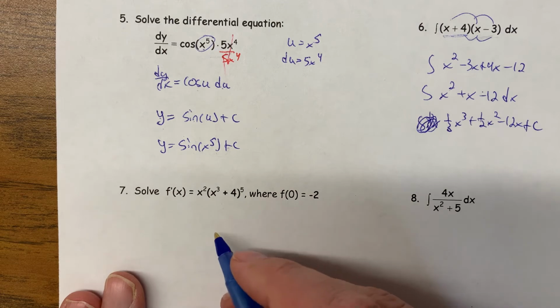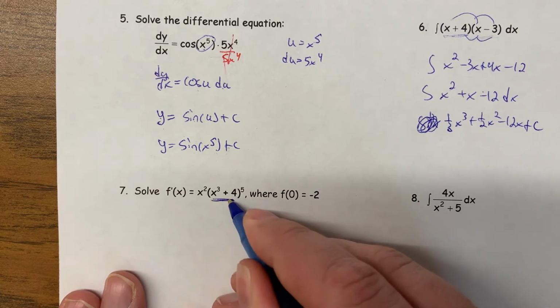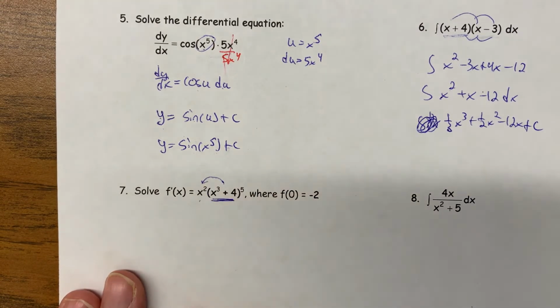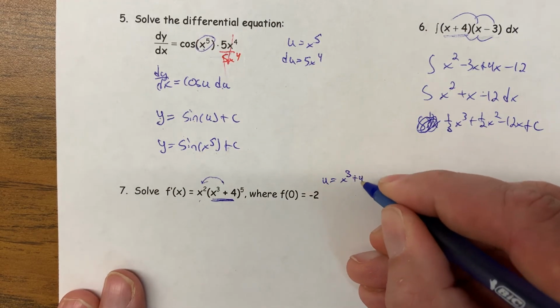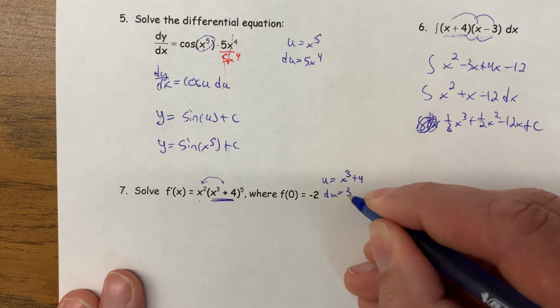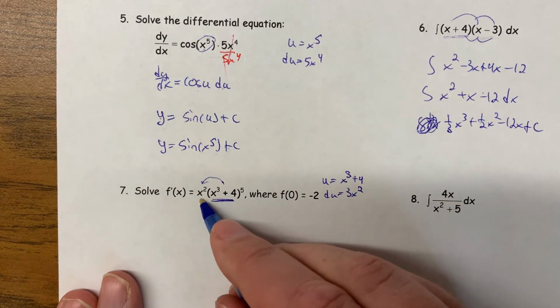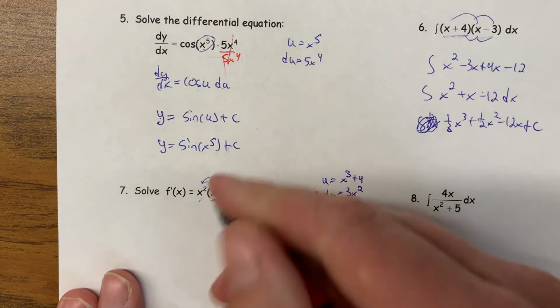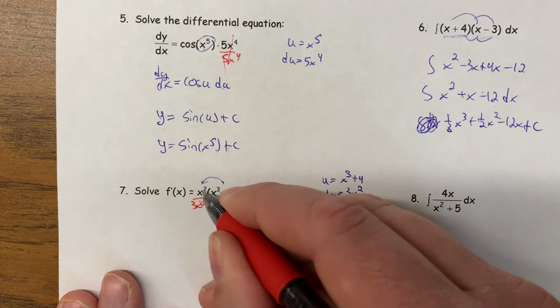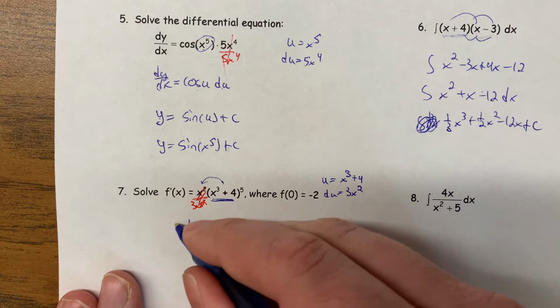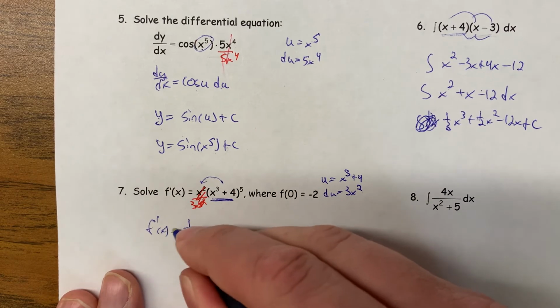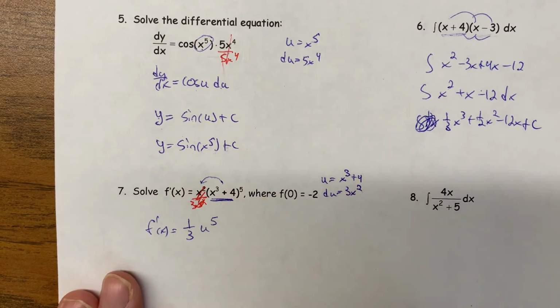Hopefully we got that. Here there is a clear inside function, and the derivative of that inside function is basically there. So u is x cubed plus 4, and the derivative would be 3x squared. Now we don't have 3x squared there, but when we divide by 3x squared, the x squareds will go away. And so we end up with 1/3 u to the 5th, right?